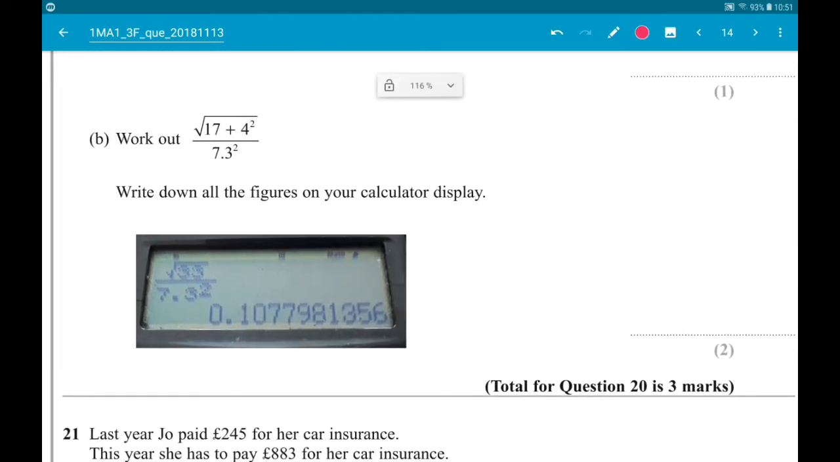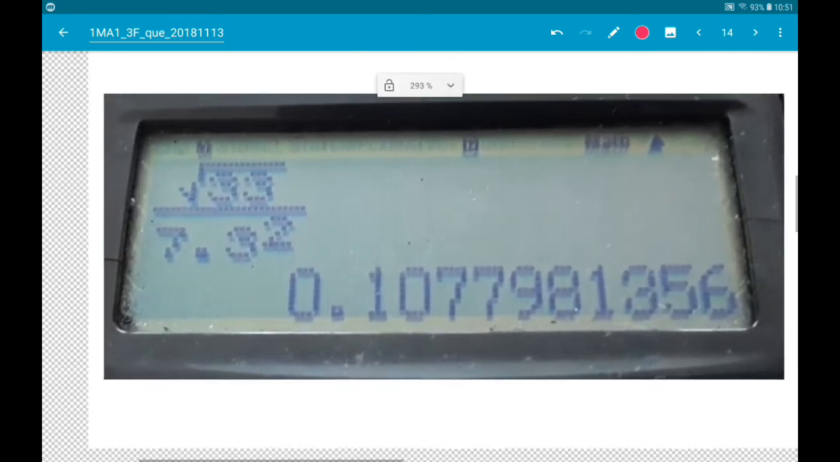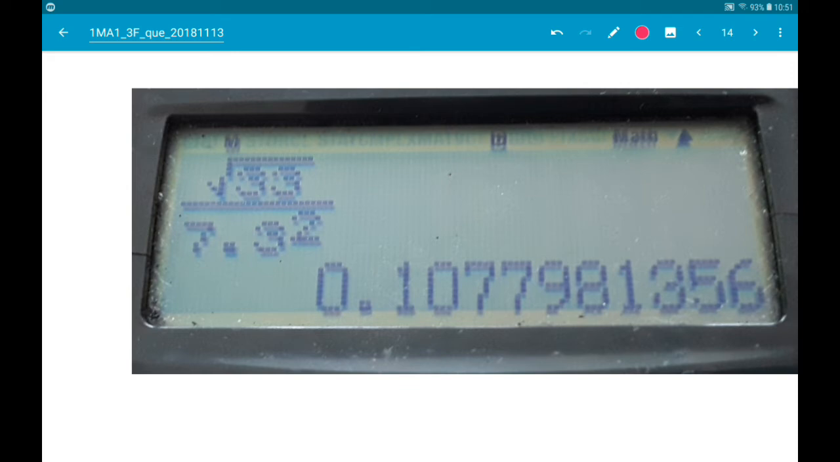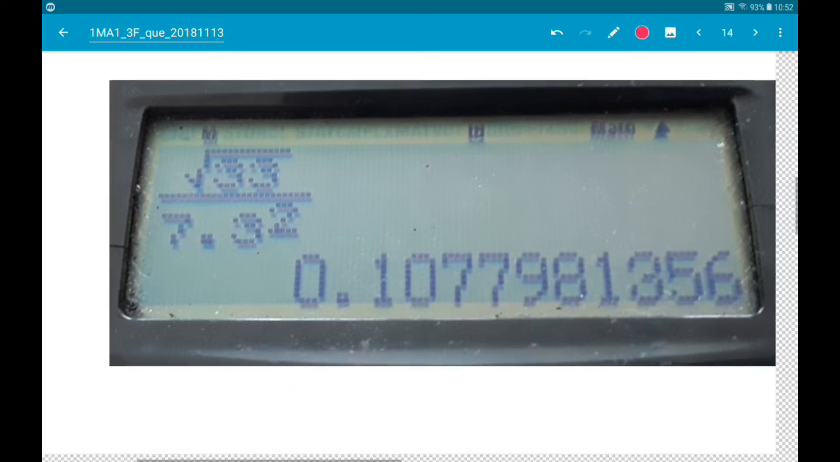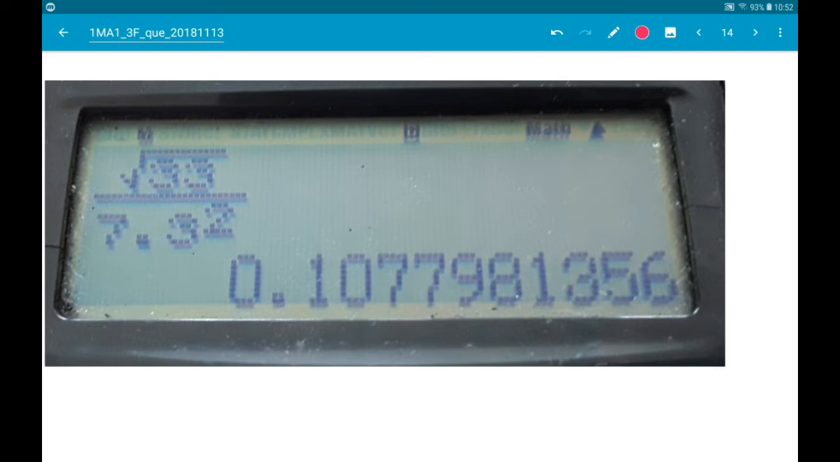Part B wants us to work out the square root of 17 + 4 squared, over 7.3 squared. Write down all the figures on your calculator display. Okay, so I simplified the top: 4 squared is 16, 17 + 16 is 33. So I put in root 33 over 7.3 squared. Make sure you can get the same answer.